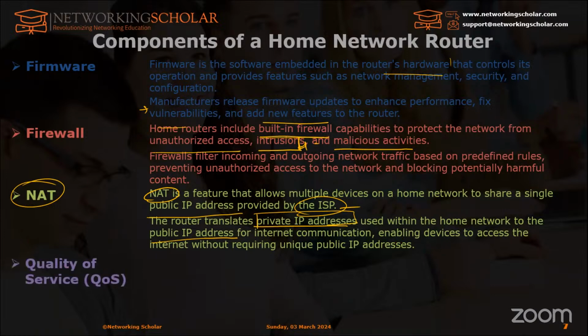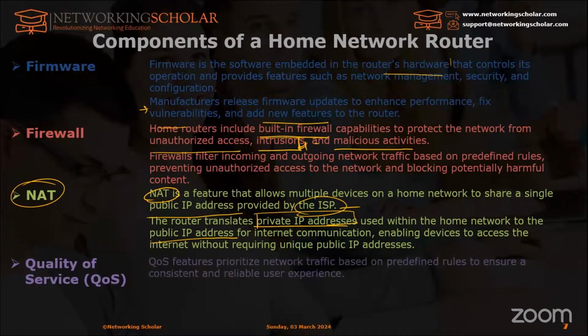Then there is quality of service. It is also a part of our home router. Some home routers can support it, and some cannot. Quality of service is a feature that allows us to prioritize our traffic based on predefined rules, for example something we want to share before a video call. So we can define it like that.